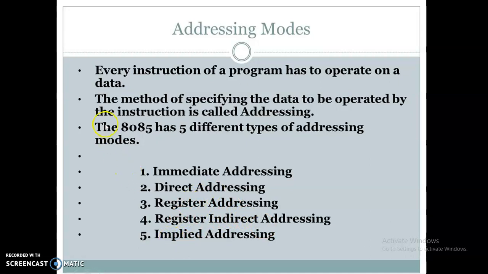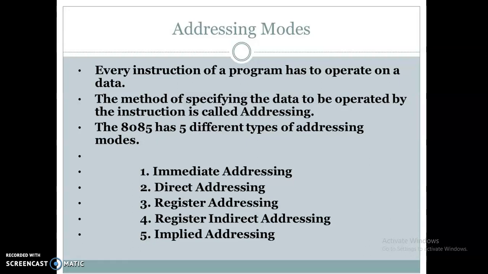Once again, I repeat this. Every instruction of the program has to operate on data. For example, if you want to add two numbers, we have two values. Without values, we cannot do addition. Like subtraction, multiplication, division, all the operations are done by means of values. That value is called data here. That data is stored in either a memory or a register. How the values are accessed and how the instructions are operated are called the addressing modes.